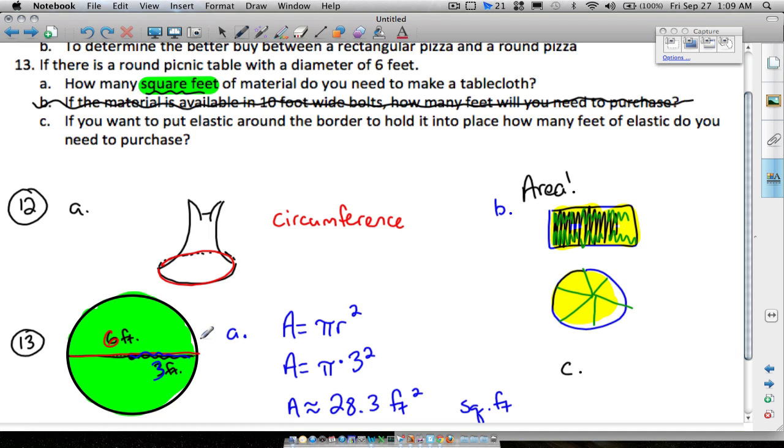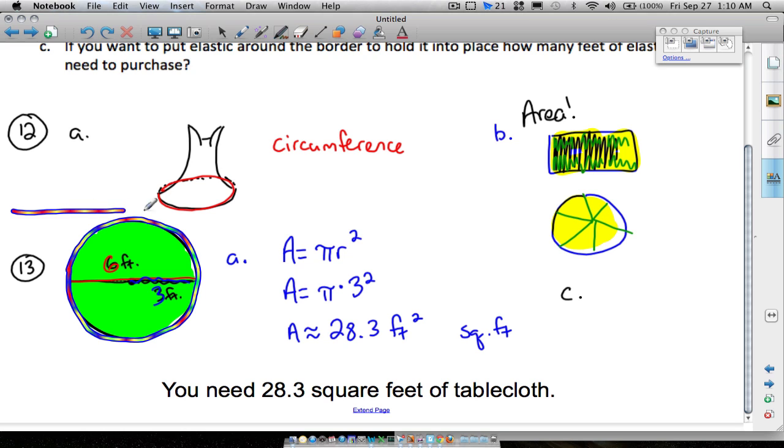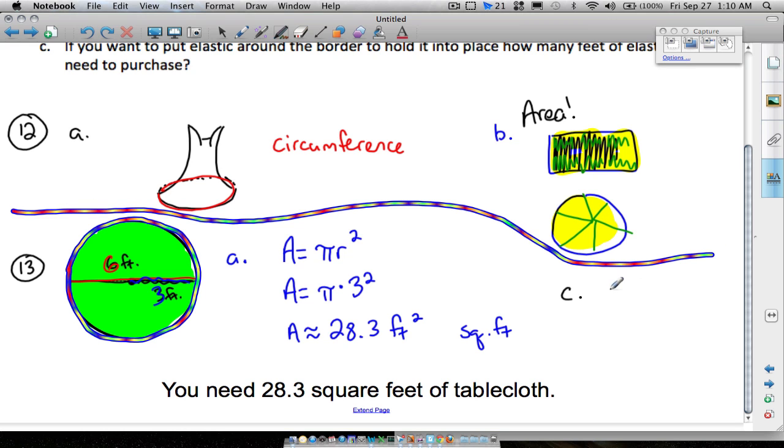Question C, number 13: if you want to put elastic around the border to hold it into place, how many feet of elastic do you need to purchase? So what we're talking about there is we're putting a tablecloth up here and we want to put some elastic around this to keep the tablecloth from blowing off. How many feet of that would we need to purchase? So what we're talking about now is putting something around the edge of this circle. Well, that's talking about the distance around the circle. So for question C, we keep everything somewhat organized. We want to find the circumference, the distance around that circle.